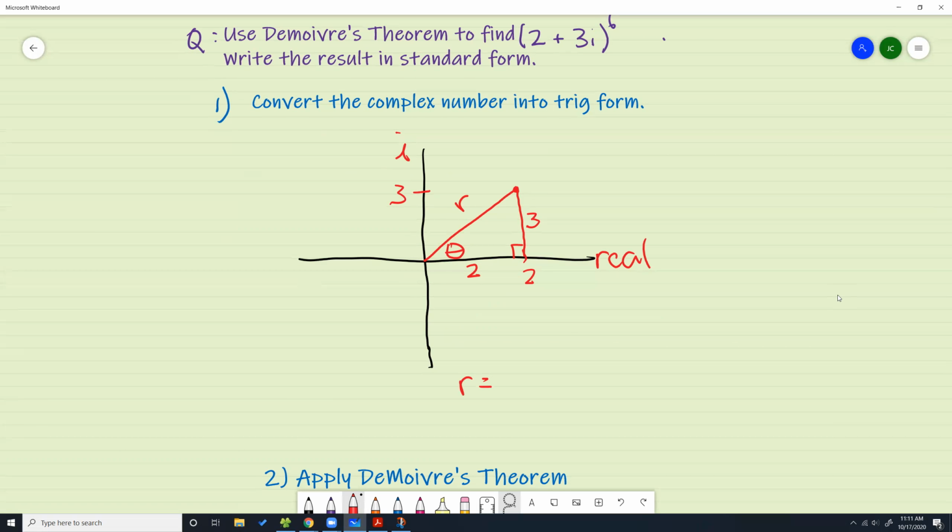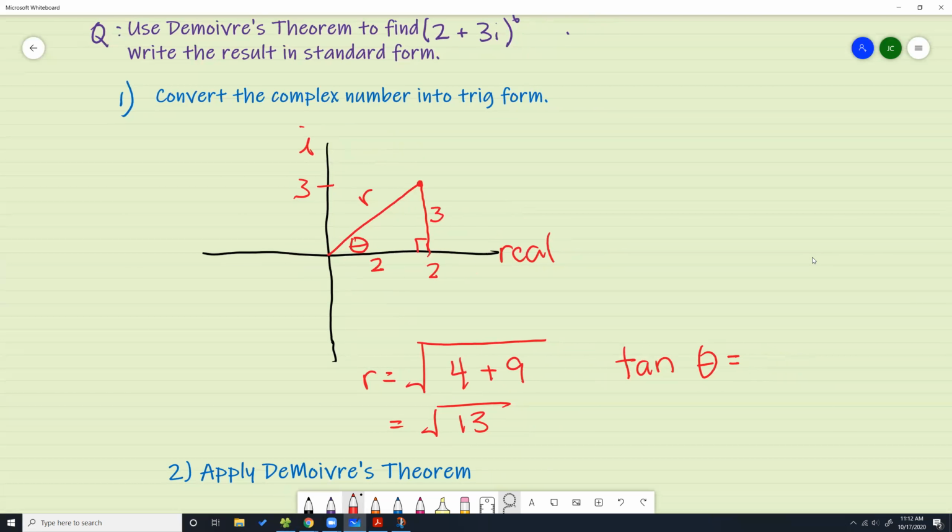So I'm going to solve this here. R equals, basically using Pythagoras' theorem to find the hypotenuse, 2 squared plus 3 squared, which is square root of 13. And for theta, we would use the right triangle trig, SOHCAHTOA. Tangent theta is opposite over adjacent, so tangent theta equals 3 over 2. Using the calculator, that is about 0.9. Actually, hold on one second. We have to type this in the calculator. Inverse tangent of 3 over 2.